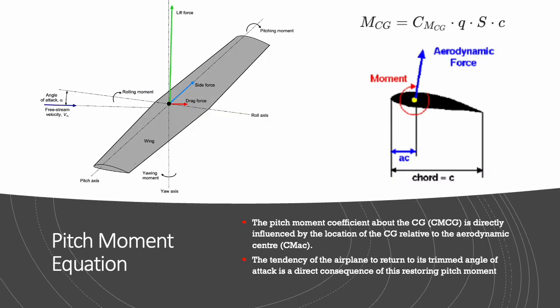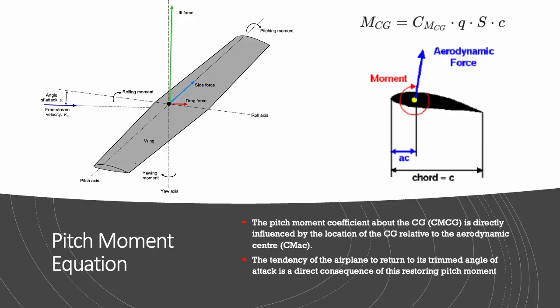Static longitudinal stability is the inherent tendency of an aircraft to return to its trimmed angle of attack after being disturbed in pitch without any pilot input. This characteristic is primarily determined by the relationship between the center of gravity and the aerodynamic center, or AC. For an aircraft to be statically stable in pitch, a disturbance that increases the angle of attack must generate a negative pitching moment about the CG, and a disturbance that decreases the angle of attack must generate a positive pitching moment, as simulated.